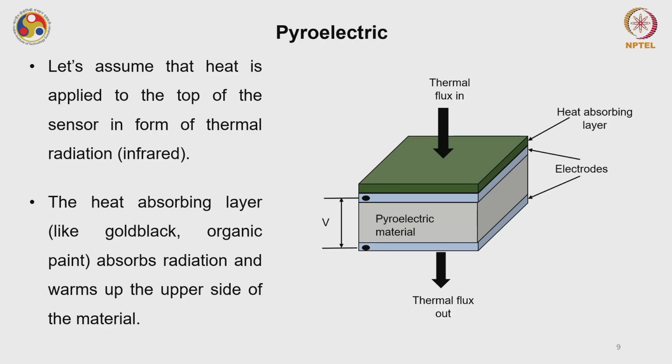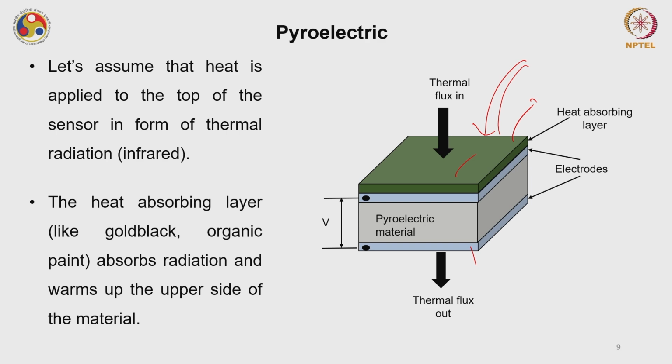So, I have a pyroelectric material, just have a look at this. I have a pyroelectric material and two electrodes on both sides, and the top layer I have painted with some polymer, a gold black kind of structure, which can absorb heat. Of course, this heat is coming in the form of infrared radiation. Usually, these pyroelectric devices are useful for infrared detection, particularly in the range of 2 micrometer to 14 micrometer. Let us assume that heat is applied to the top of the sensor in the form of infrared radiation.